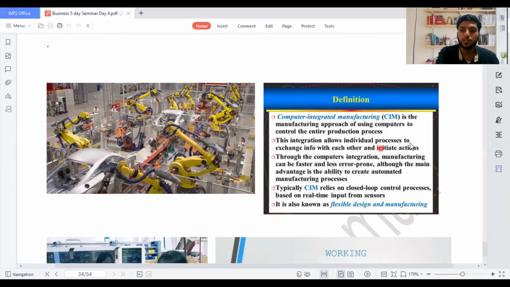This integration allows individual processes to exchange info with each other and initiate actions. Through the computer's integration, manufacturing can be faster and less error prone. Although the main advantage is the ability to create an automated manufacturing process. Typically, CIM relies on closed-loop control processes based on real-time input from sensors. It is also known as flexible design and manufacturing. So CIM is a good thing, but very expensive.